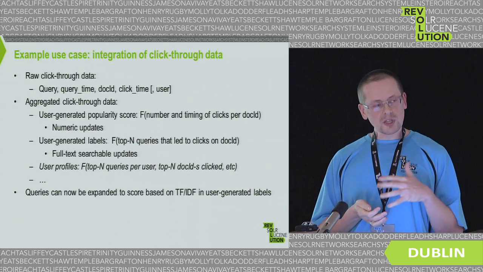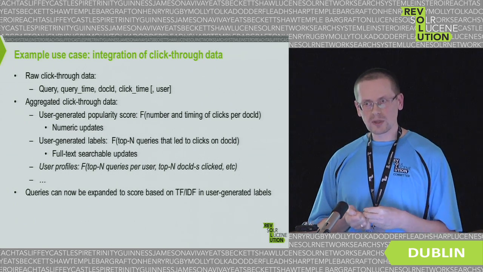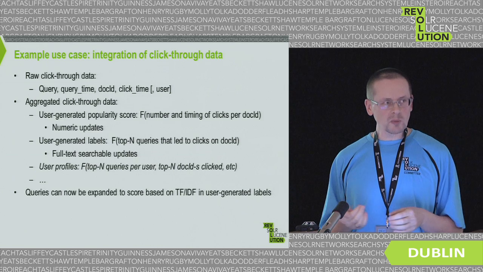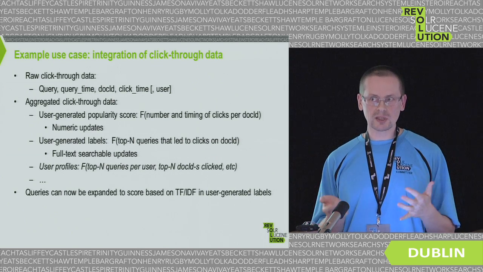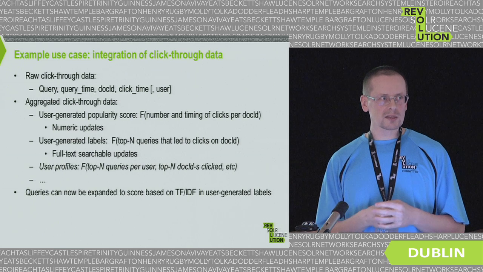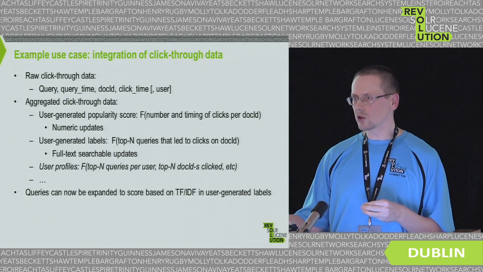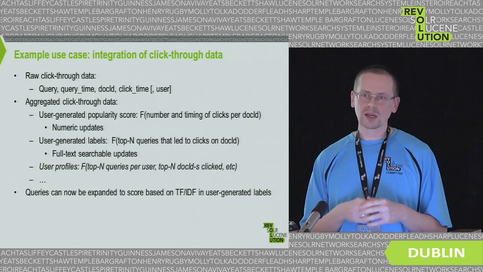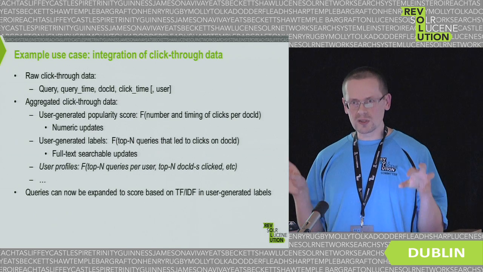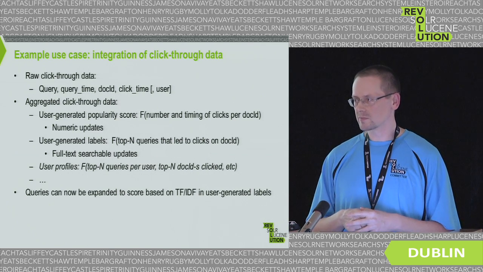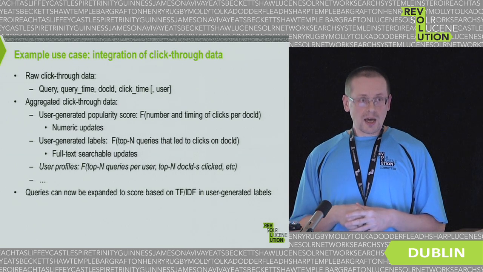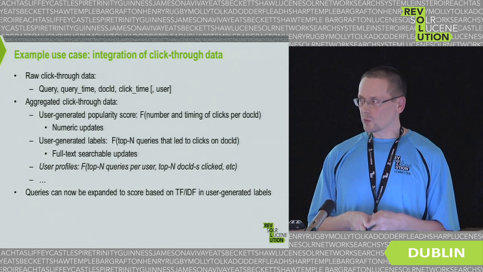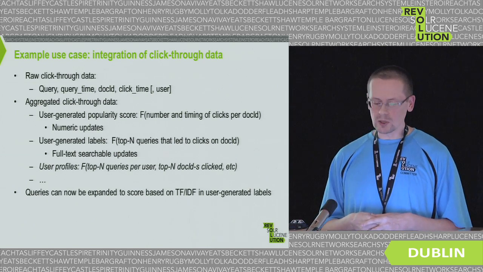When it comes to user-generated labels that we would like to extract from this aggregated data, this could be some sort of function of top N queries or interesting phrases from these queries that ended up in this particular document being selected by the user, right? So implicitly, we could say that this attaches certain common concepts from queries to this particular document. And this use case precisely requires that we are able to modify documents and add full-text searchable labels.